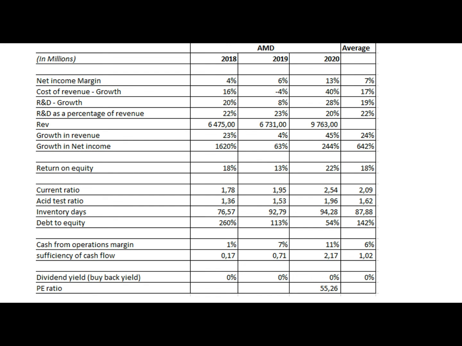The PE is quite high, at just over 55. It's actually above the industry average, which is just over 40. So it is a very expensive stock. But when you consider the fact that you are buying high quality growth, it does make sense. It is high, but does make sense, considering what you're buying.